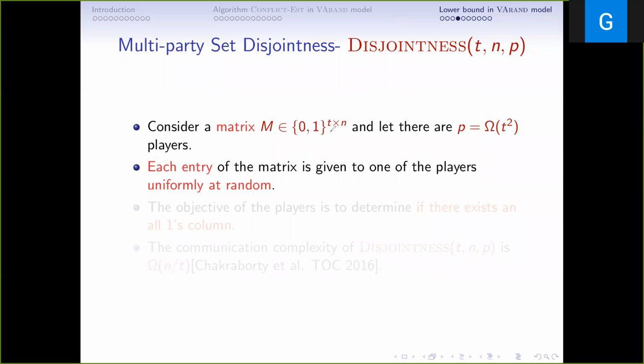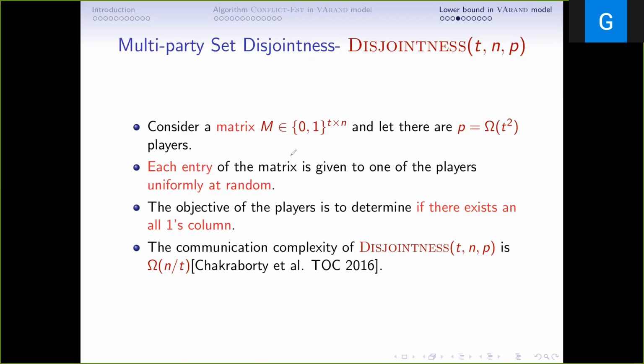Each entry of the matrix is a binary entry, and it is given to one of the players uniformly at random. The objective of the players is to determine if there exists a column in matrix M that is all one. Chakrabarti showed that this multi-party set disjointness problem admits a lower bound of omega n by t, where t cross n denotes the dimension of the matrix, and the number of pairs is omega t square.